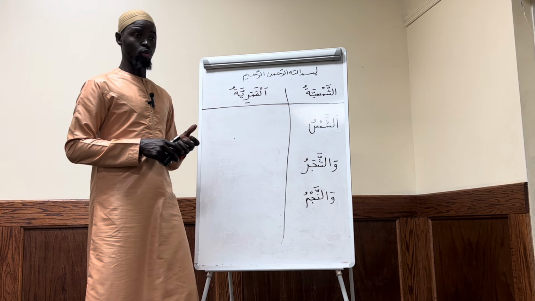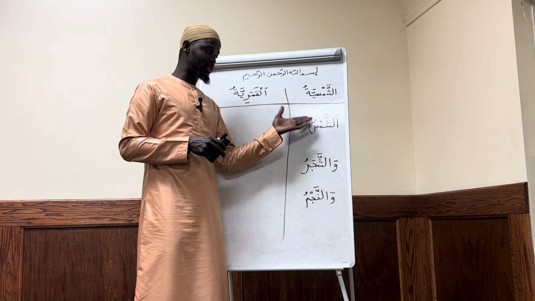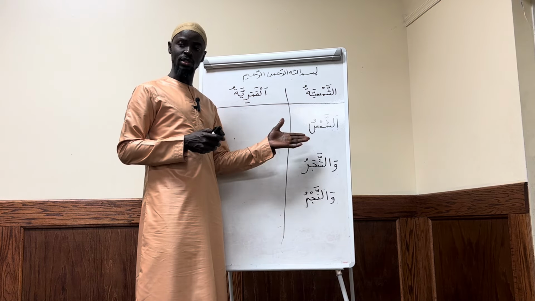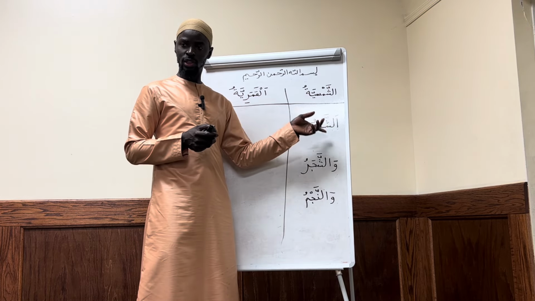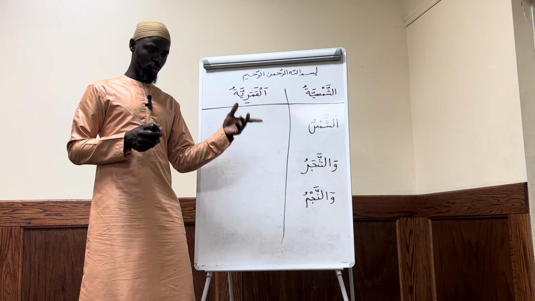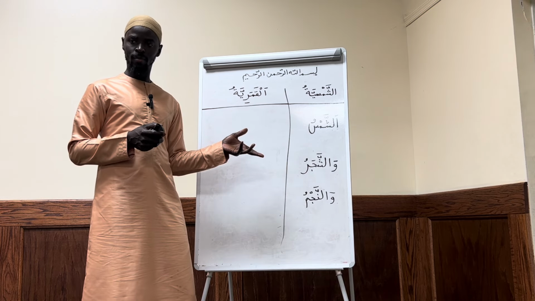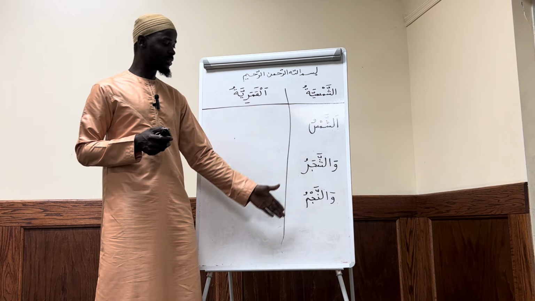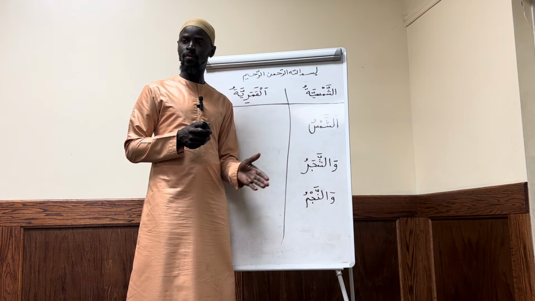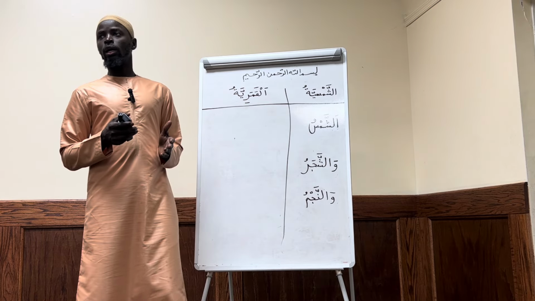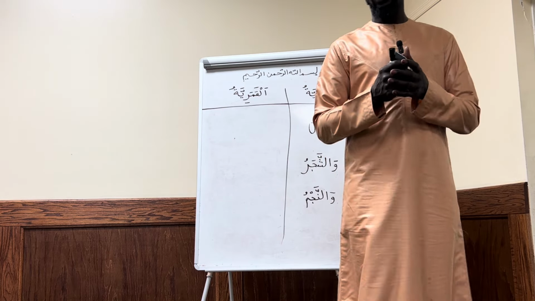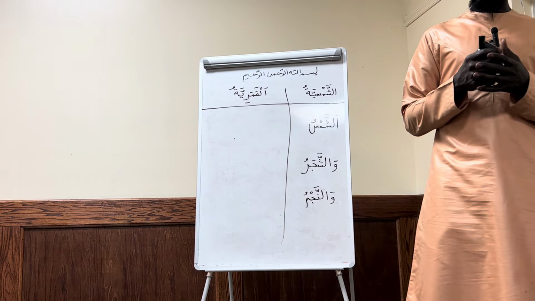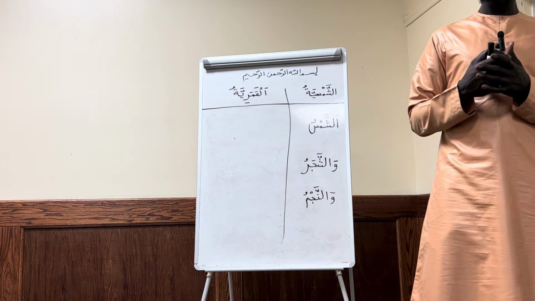You understand? So every sun letter, if you are going to start with the sun letter, you read the alif, you skip the lam, and then you read the what? The next letter. That's how the sun letters work. So in order to know how to read it, you have to know the letters.